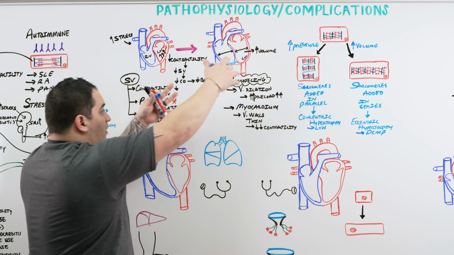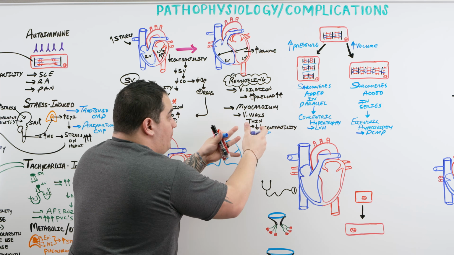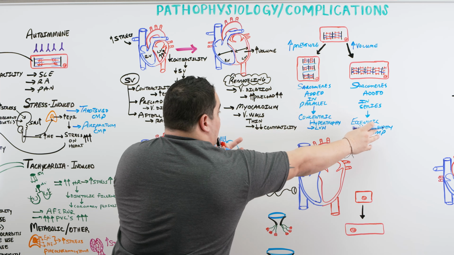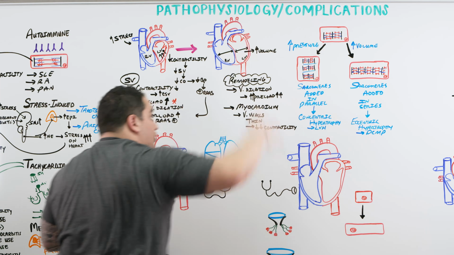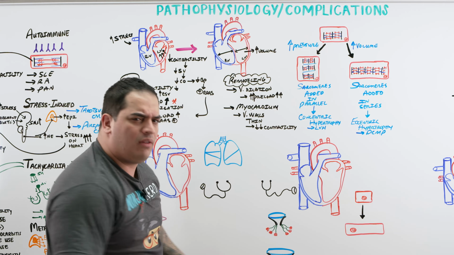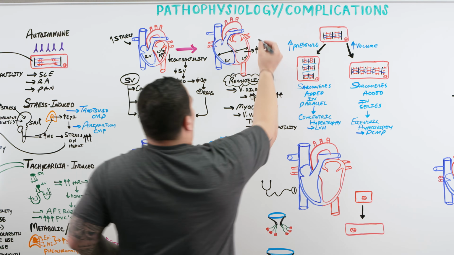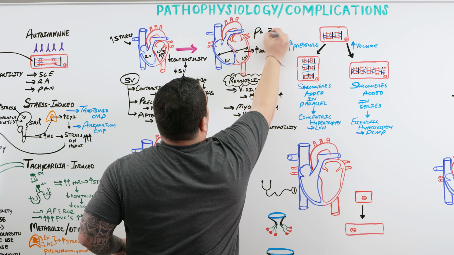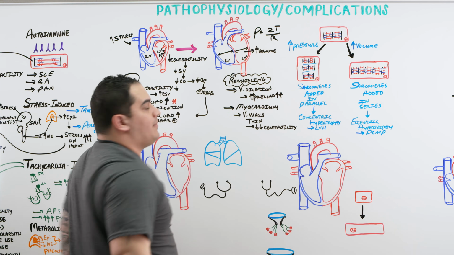When they dilate the lumen of the ventricle, the walls get thin, and because they get thin from this process of eccentric hypertrophy, their contractility drops. There's a very important law that will make sense of all of this. You ever heard of Laplace's law? Laplace's law says that pressure is equal to 2 times the tension divided by the radius.